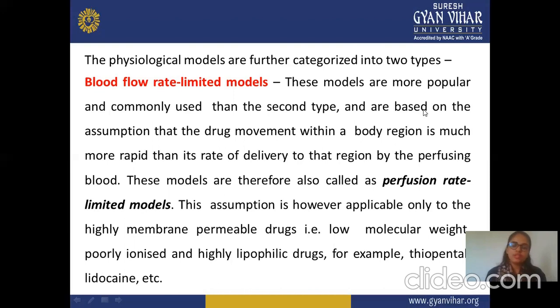This assumption is not applicable to all drugs, only to highly membrane permeable drugs, because this model is not good for every type of drug. It is good for drugs with high permeability and low molecular weight, that are poorly ionized and highly lipophilic. Examples of this category are thiopental and lidocaine, which show pharmacokinetic parameters by the blood flow rate limited model.